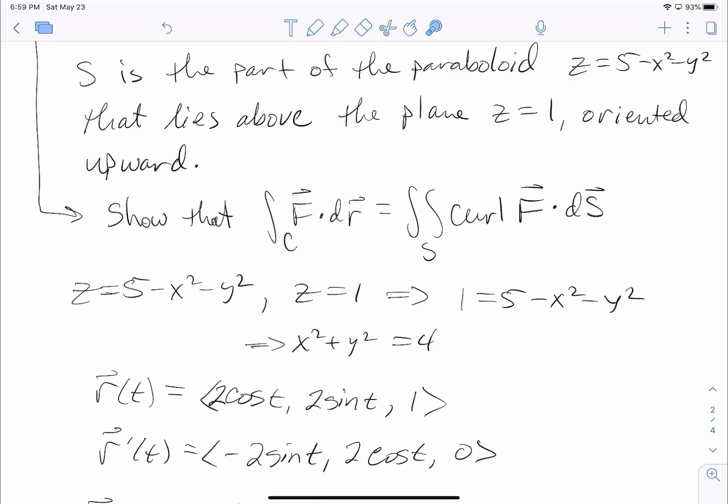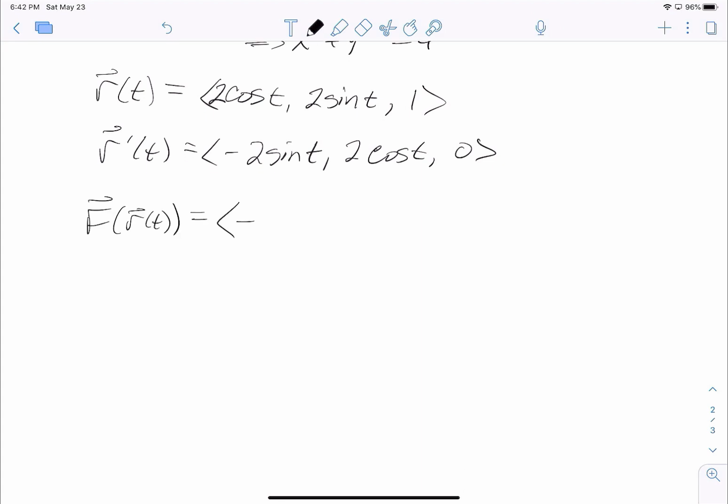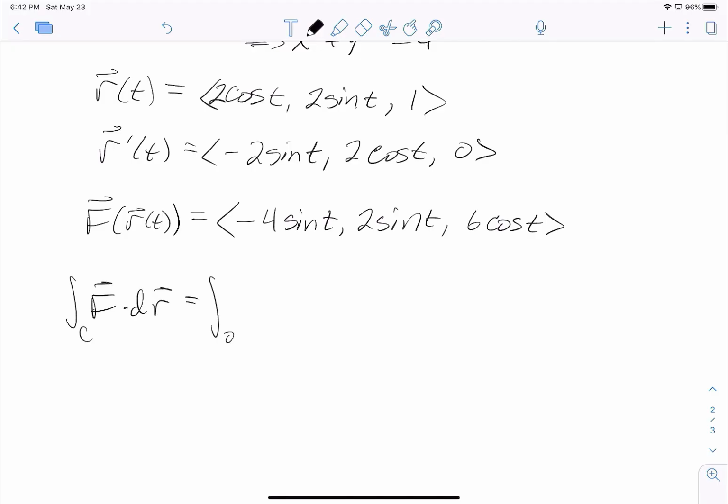And now we need to express F in terms of r. And F is negative 2yz i plus y j plus 3x k. So substituting our values from r into x, y, and z as appropriate will give us that F of r of t is negative 4 sine t, 2 sine t, 6 cosine t. The line integral over C of F dot dr is equal to the integral from 0 to 2 pi of the dot product.